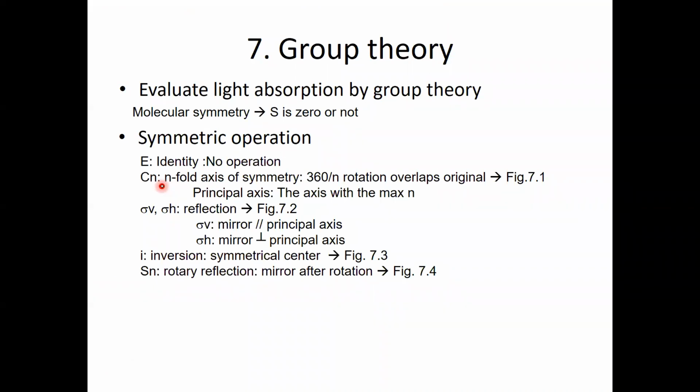Okay. The next ones are sigma V and sigma H, called reflection. In the case of sigma V, you need to think about a mirror which is parallel to the principal axis, and after the mirroring operation of the molecule, the molecule is going to overlap. In the case of sigma H, the mirror is perpendicular to the principal axis. So let's see the example here.